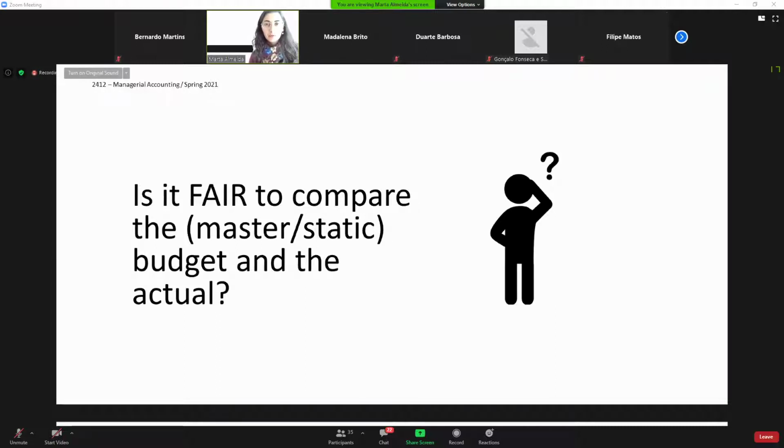Yes, but it is important to understand the reasons why they are different. But if you think about it, maybe it would be better to compare with a flexible budget. Exactly. So you probably saw the next slide.